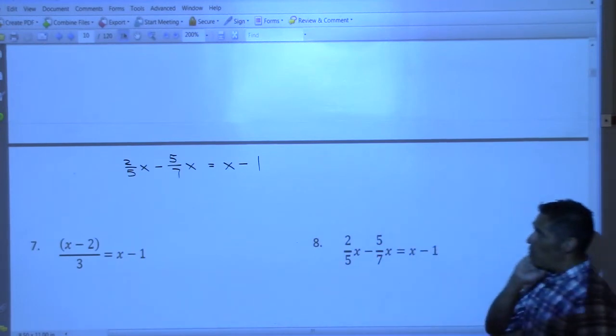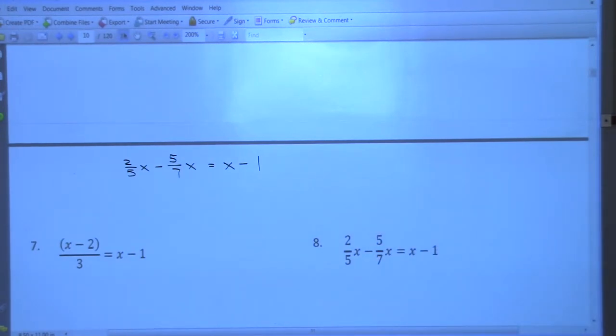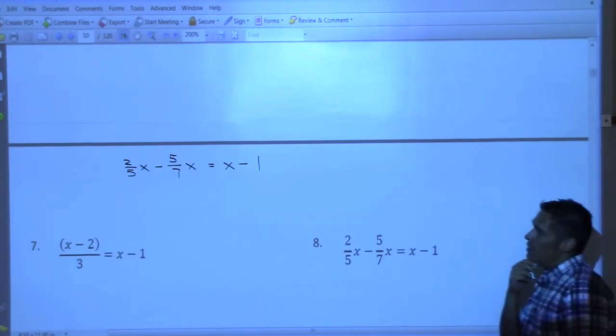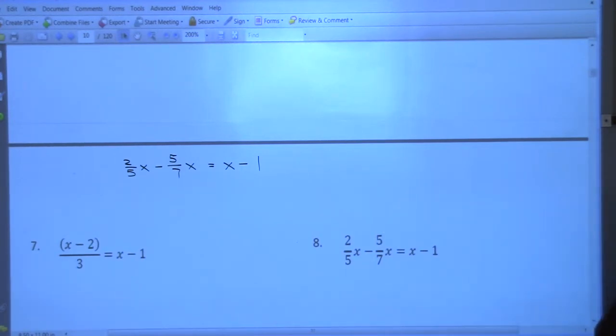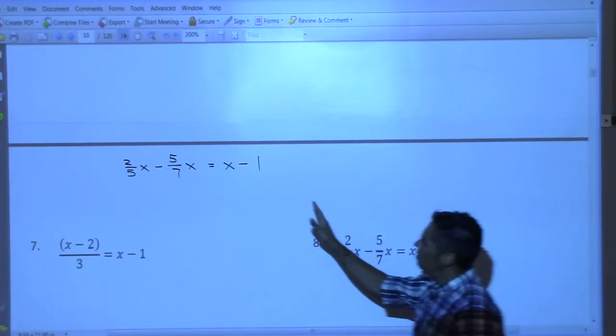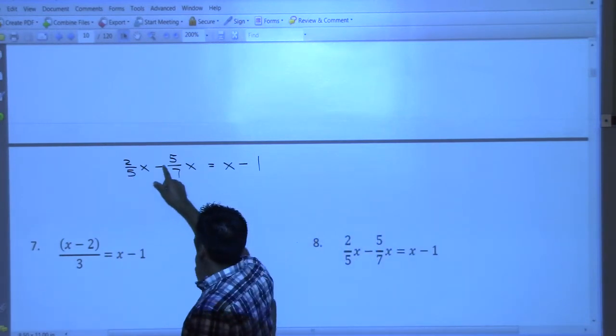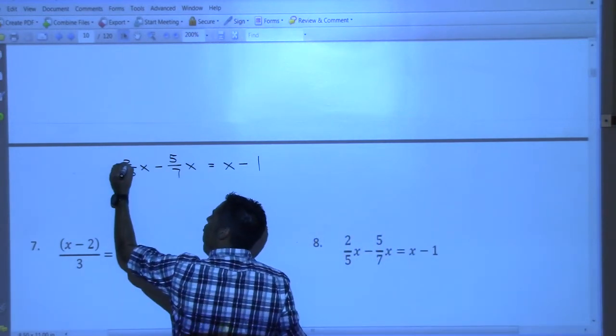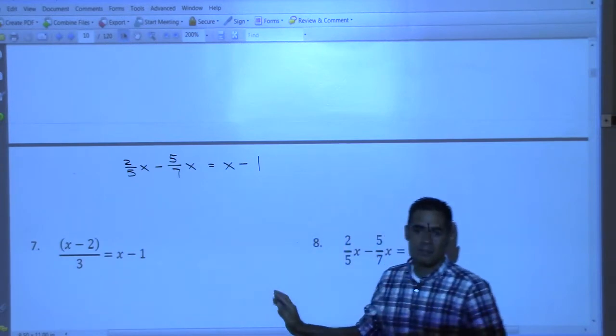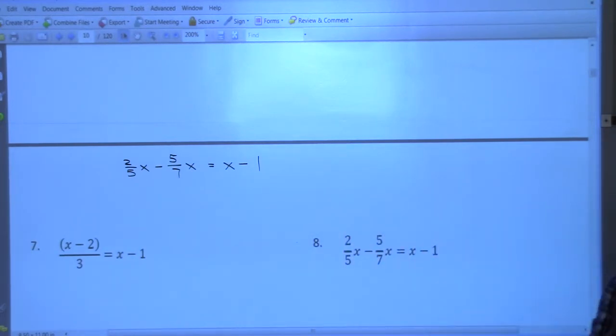Now there are multiple ways to do this problem, but I'm going to show you what I think is the cleanest way to do it. And that is to first get rid of the fractions. We call this clearing fractions. So I look at these fractions that I have. I have 2/5 and I have 5/7, and I try to find a common denominator, a number that is a multiple of both 5 and 7. So what is a number that's both a multiple of 5 and 7? 35. That's the least common multiple.